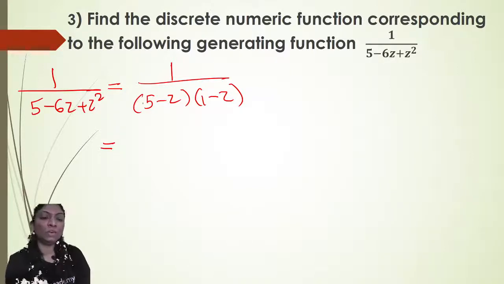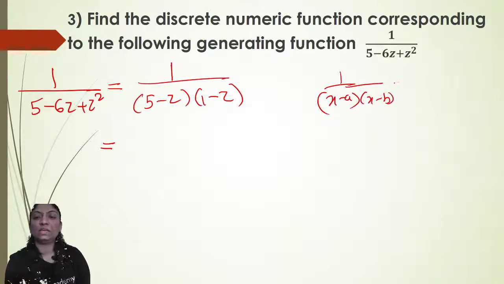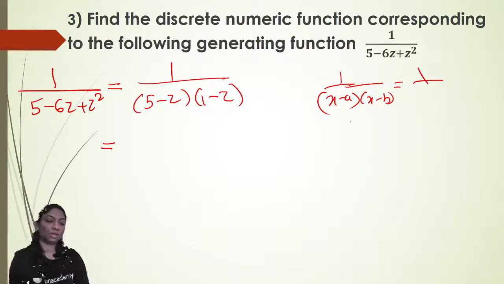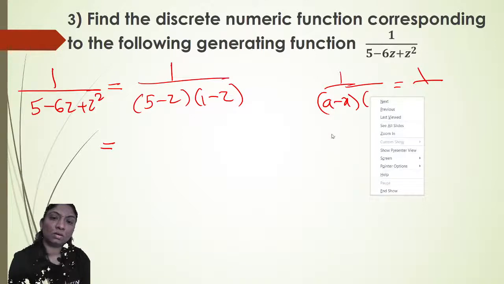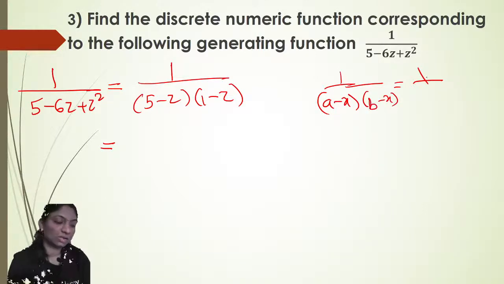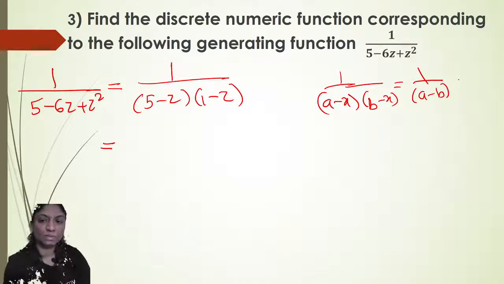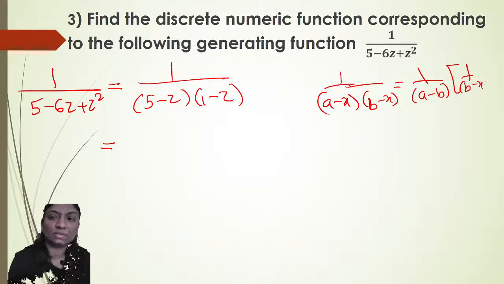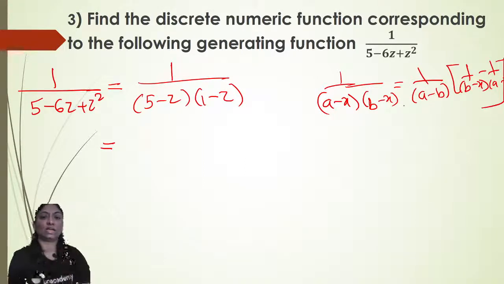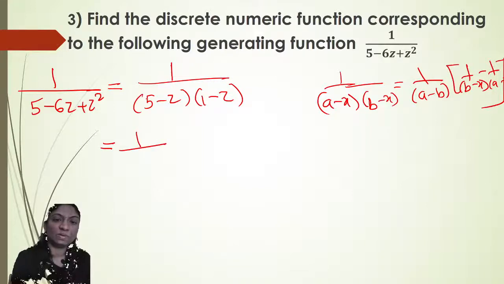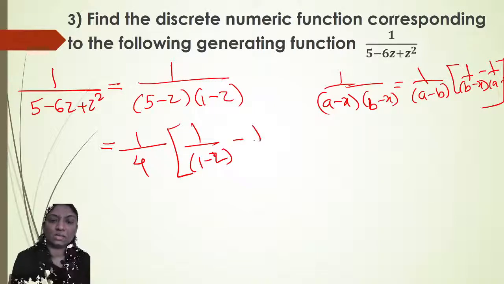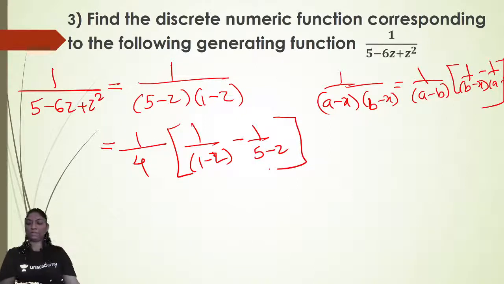Now see, how can we write 1 upon (a minus x) into (b minus x)? You can write it the opposite way: 1 upon (a minus x) into (b minus x) is equal to 1 upon (a minus b) times the bracket 1 upon (b minus x) minus 1 upon (a minus x). Exactly in a similar way, this is your a, this is your b, a minus x, b minus x. You get 1 upon a minus b, so 5 minus 1, that is 4, upon 1 upon (1 minus z), b minus x, minus 1 upon (5 minus z). So a very simple way by using partial fractions.